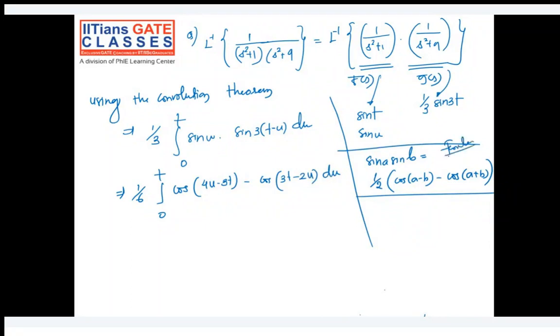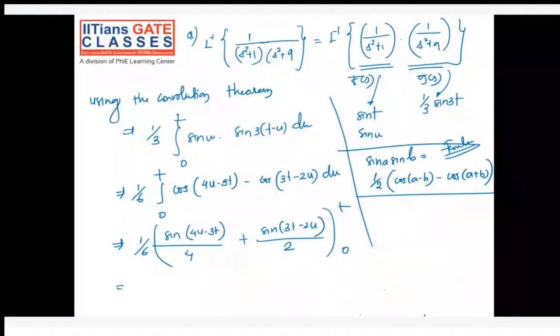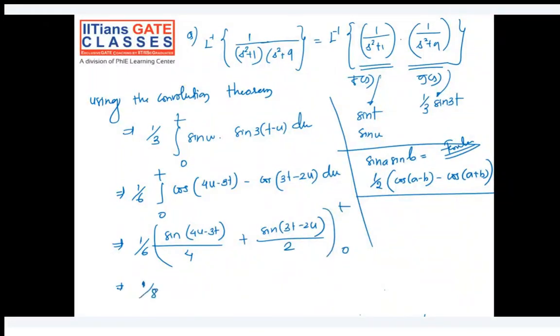Okay, using this formula you will get it. Then 1 by 6 integration of cos is sine of 4u minus 3t by 4, plus integration of cos is again sine, sorry, minus, as it is sine of 3t minus 2. You divide by minus 2, then it will become plus, and here you put the limit 0 to t. Once you put the limit, ultimately you will get this answer. Directly I'll write now, you solve it later.